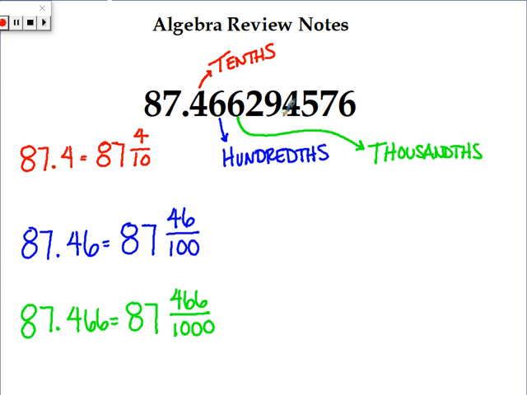So the rules for rounding are always whatever decimal place you want as your answer, we are going to look at the next one to see if we should change it or not. So if the next number is 5 or higher, we are going to change it. If it's 4 or lower, we're going to keep it the same.